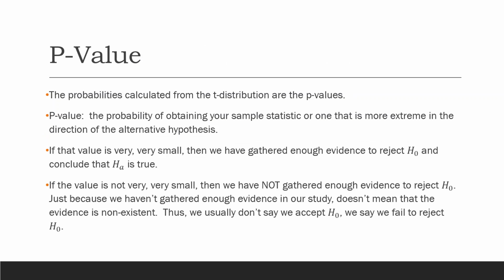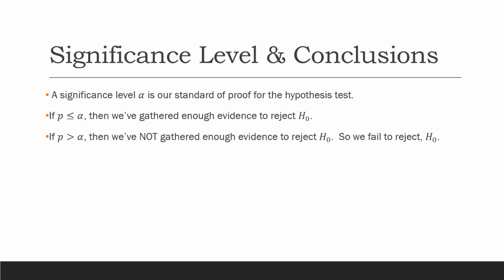That is not very scientific at all, right? And so we need to know how small is small and how small is not small, right? And so this is where our significance level comes into play. A significance level, which we're going to denote with the Greek letter alpha, is sort of like our standard of proof for our hypothesis test. It's a value that we use to determine what probability is small enough to say that we've gathered enough evidence, right? So that is our alpha.